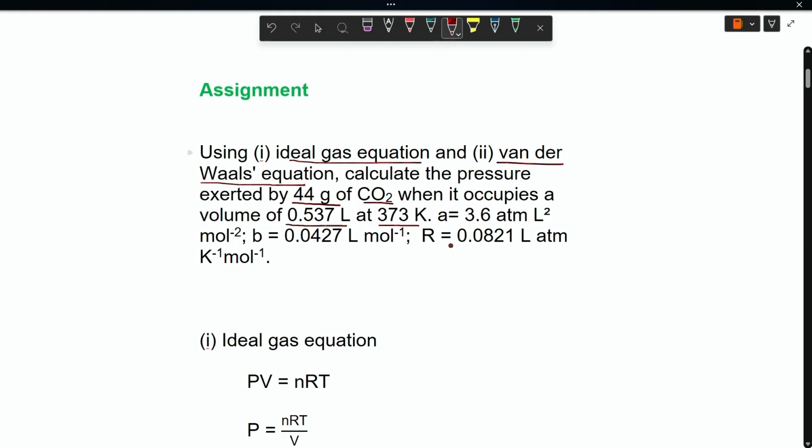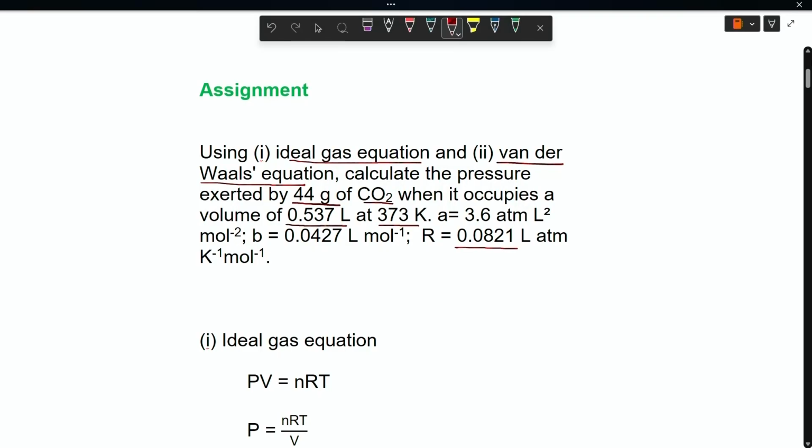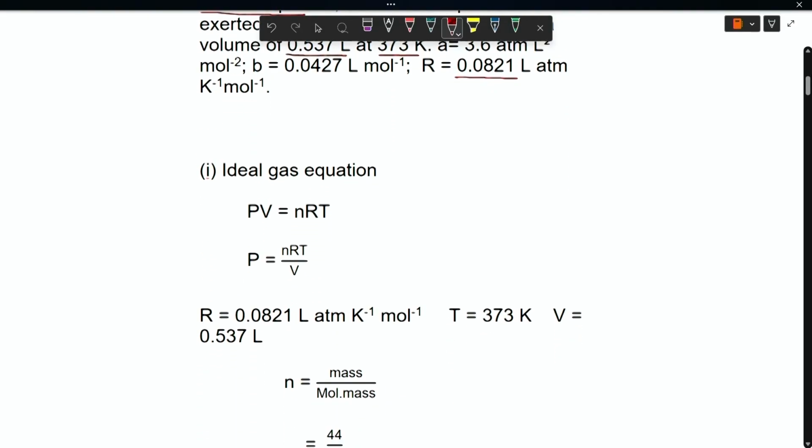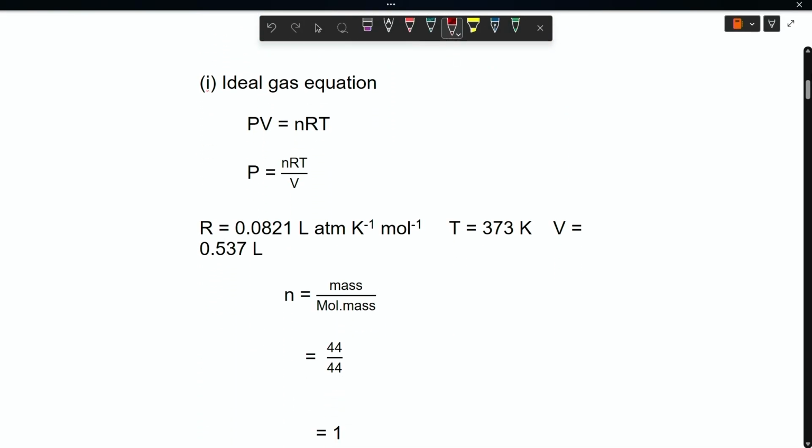Since these are in liter atmospheres, they have given the value of R in liter atmospheres, that is 0.0821 liter atmosphere per Kelvin per mole. So, this is the data given and we are supposed to find out the pressure exerted by the gas according to the ideal gas equation as well as with the van der Waals equation. So, we will move on to the first one, that is with the ideal gas equation.